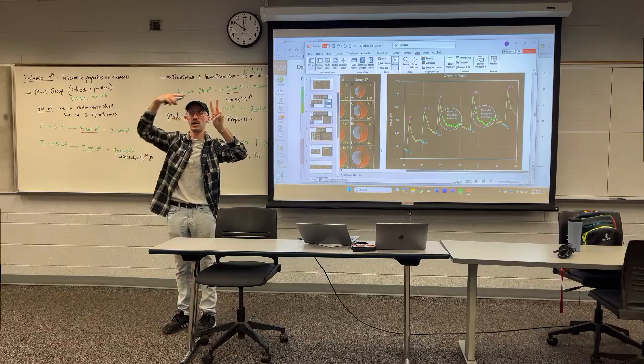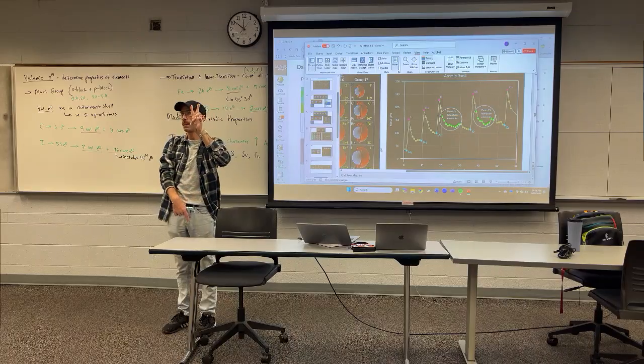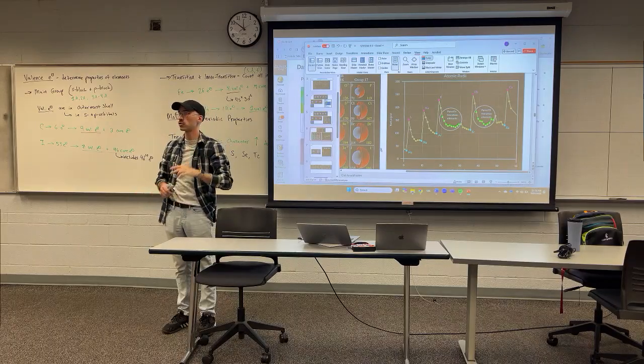So 2 things to consider. How does the size change across the row? How does the size change down a family? Those have 2 opposing trends.